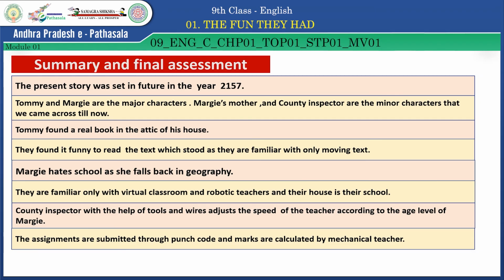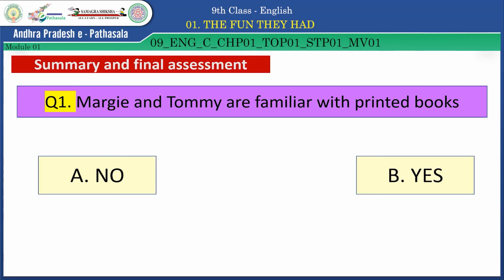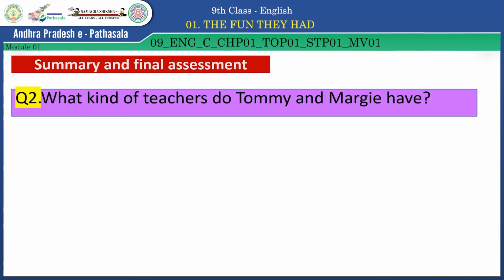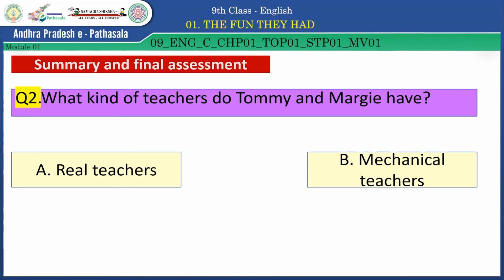Let's take up a final assessment. Here is the first question. Maggie and Tommy are familiar with printed books. Say yes or no. Yes, the answer is no. That is A. Well done. Let's proceed to the next question. What kind of teachers do Tommy and Maggie have? Real teachers or the mechanical teachers? The answer is right. B. Mechanical teachers. Good job. Let's go for another question.